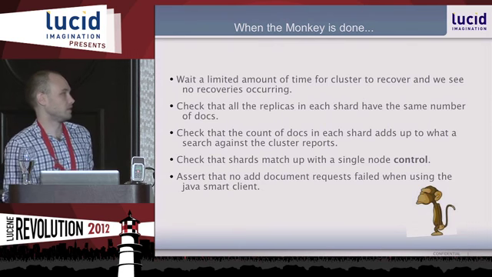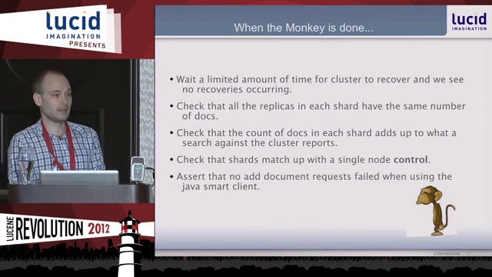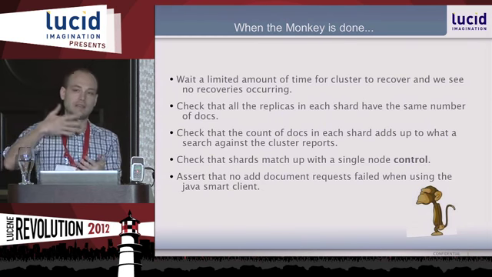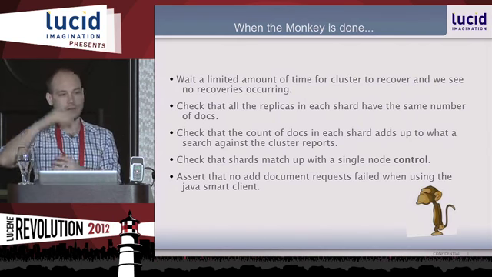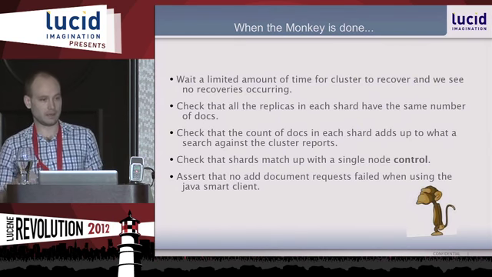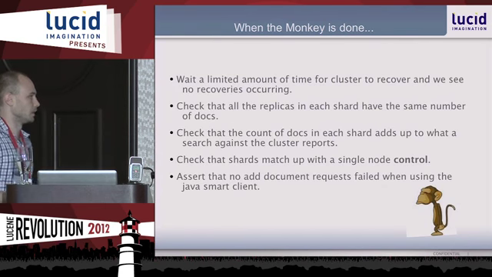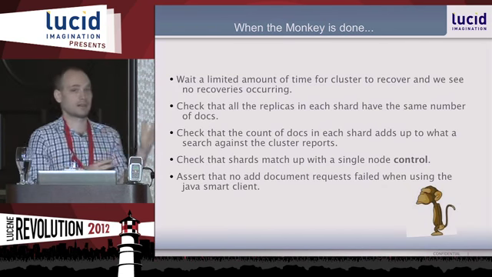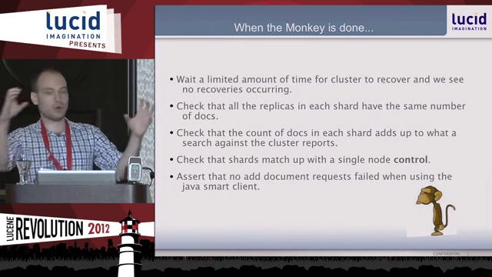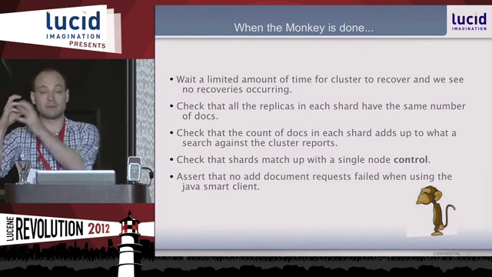So what it does is, it runs for X amount of time, and then it waits. It starts looking at states and waits for everything to finish recovering. Once everything stops and everything is in a known state, then we start checking things. We have a control that we're also indexing to. Does everything match the control?